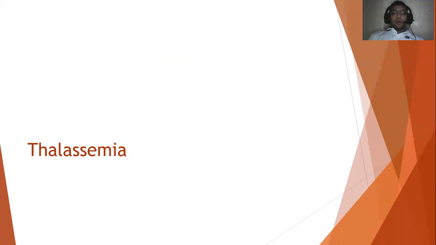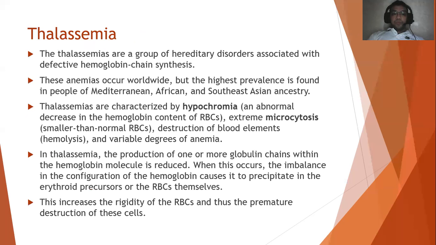Okay, so now we go to thalassemia. What is thalassemia? These are a group of hereditary disorders associated with defective hemoglobin chain synthesis. So this is with regards to the production of hemoglobin. These anemias occur worldwide, but they are highest in prevalence in those of Mediterranean, African, and Southeast Asian ancestry. So take note, Southeast Asia. We are in Southeast Asia.